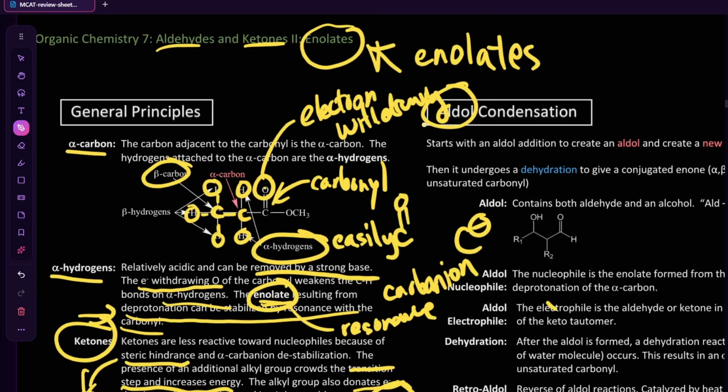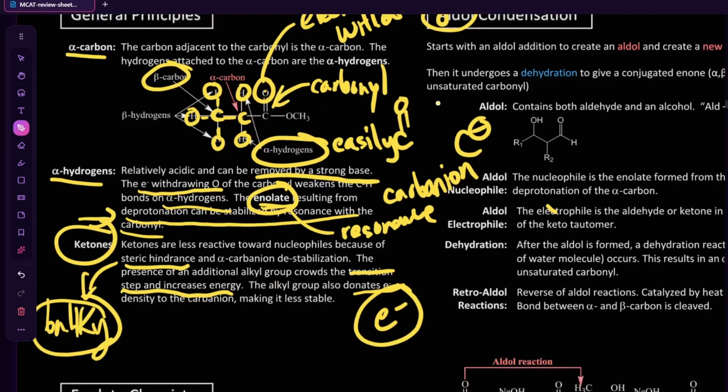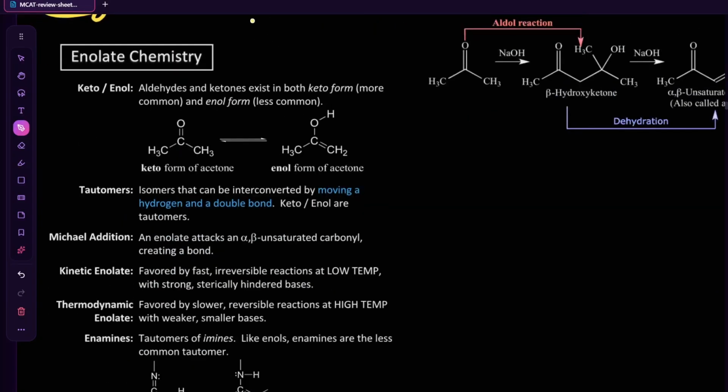Okay, now we can go on to keto and enol tautomers, which would be here. So for keto and enol tautomers, aldehydes and ketones don't just exist in this one fixed structure. So we have keto and enol. Aldehydes and ketones can exist in a keto form and an enol form. The keto form, as it says, is more common. So the keto form is with this C=O intact, as you can see right here.